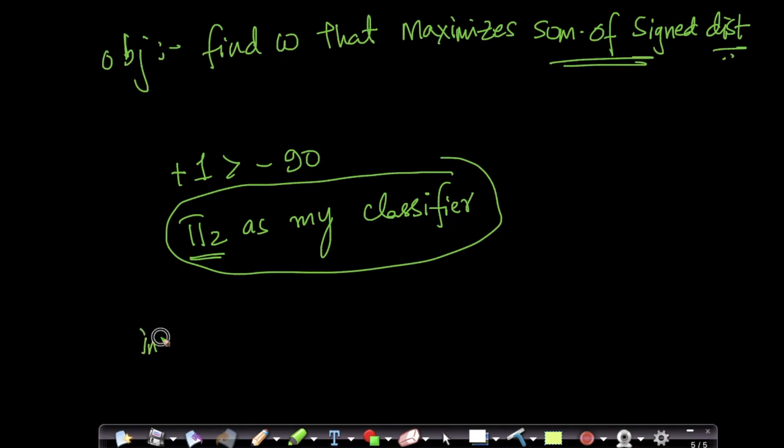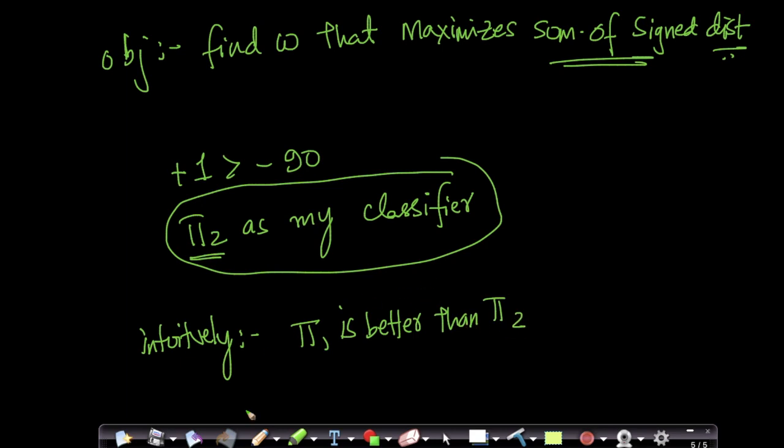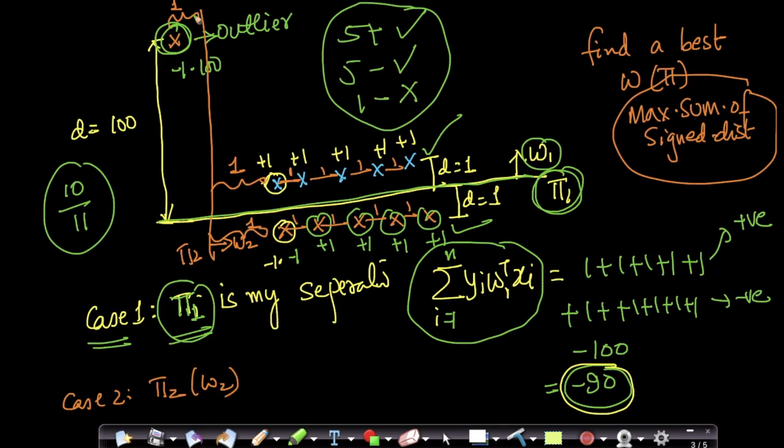So intuitively, or commonsensically, pi 1 is better than pi 2. But because I'm using this maximizing of the sum of signed distances, it's saying pi 2 is a better classifier, which is incorrect. And why is that happening? It's happening because we have this extreme or outlier point, which is very far away. Remember my terms very carefully: because of a single outlier point here.